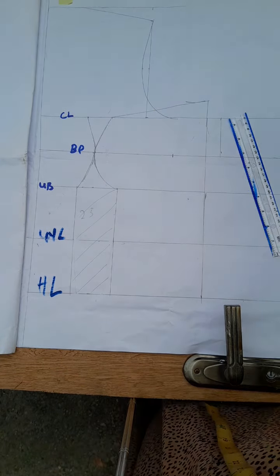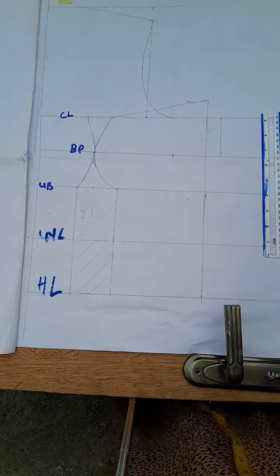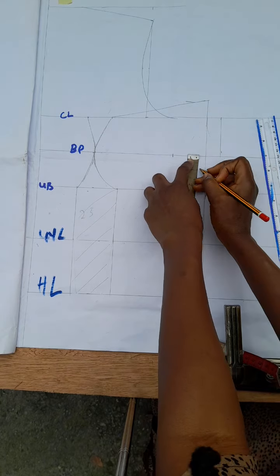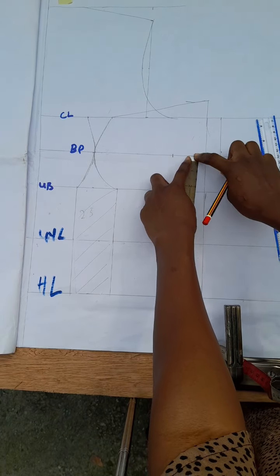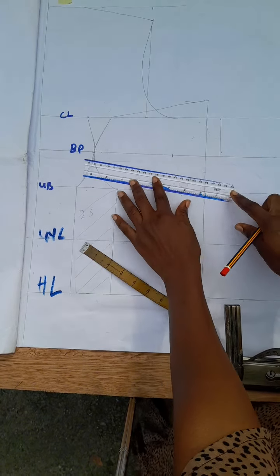Okay, so this 1 inch, I just increase it by 1 inch. I'll be taking the 1 inch out from here. So what we need to do now is to just take our 1 inch back from your bust point. You can see this line is our bust point line. So from the bust point, you take 1 inch downward. So then you connect.